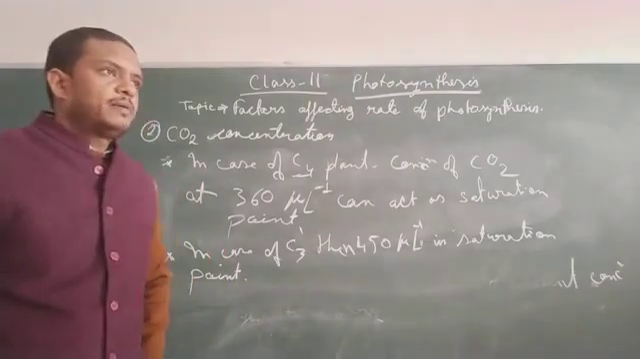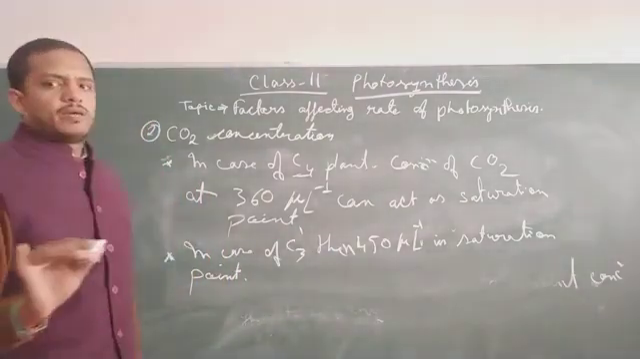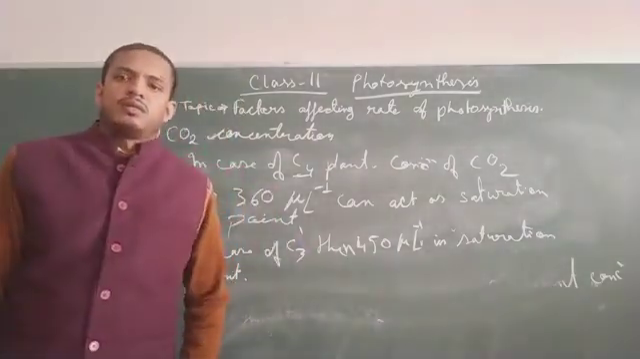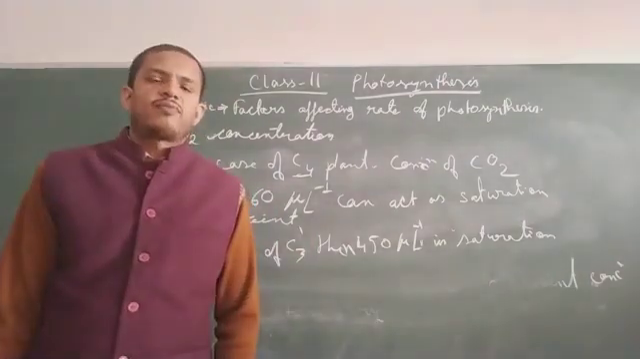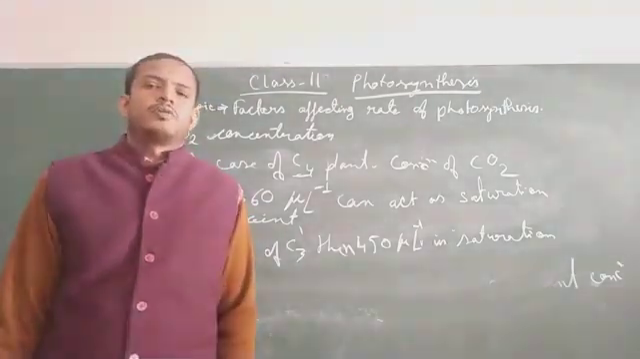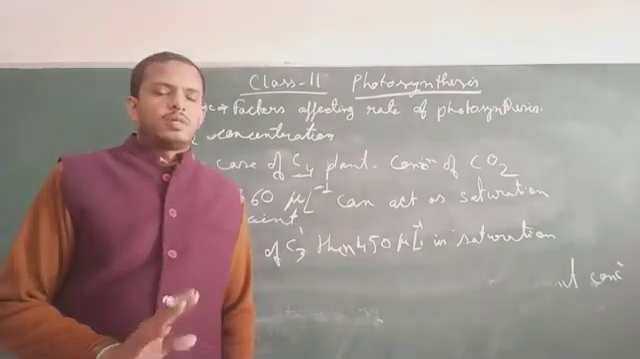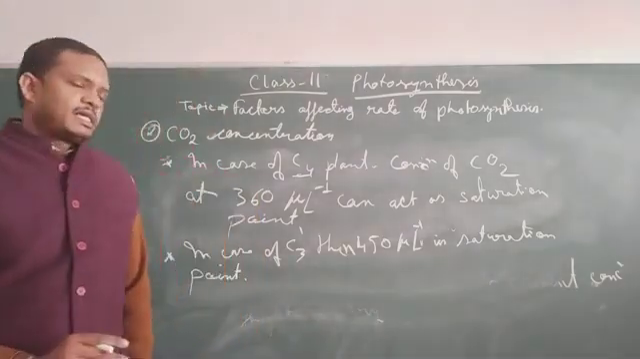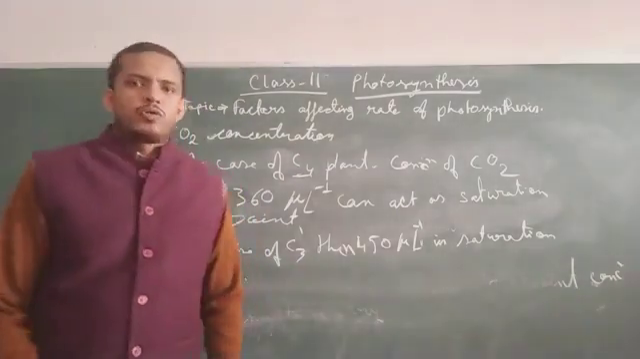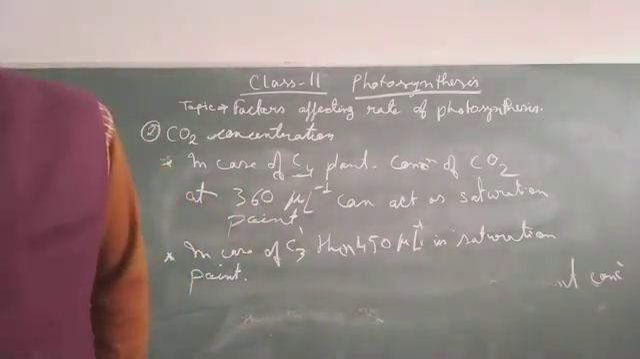As a result, what happened? We can say that the current concentration of carbon dioxide acts as a limiting factor in the case of C3 plant. Currently we have 0.03 to 0.04%, which is the concentration of carbon dioxide, but that acts as a limiting factor in C3 plant, not in the case of C4 plant. So this is how carbon dioxide affects the rate of photosynthesis.